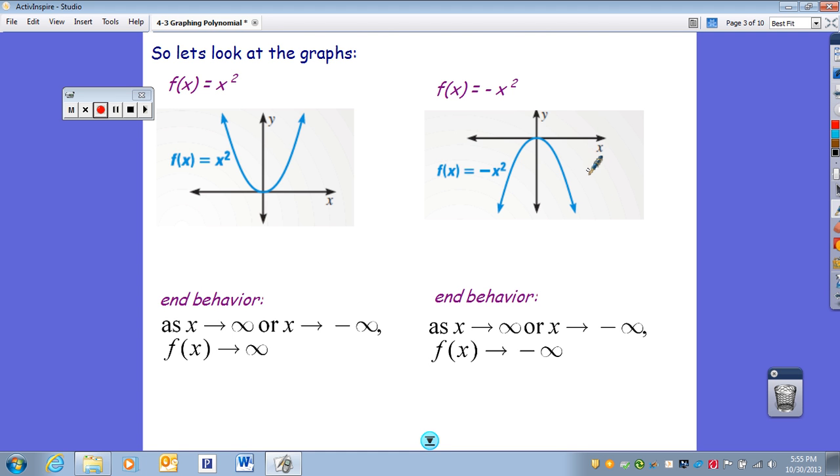When our parabola flips over and is going down, which is negative x squared, and our vertex is at 0, 0, for both x approaching positive and negative infinity, this time our y value, or f of x, is approaching negative infinity.